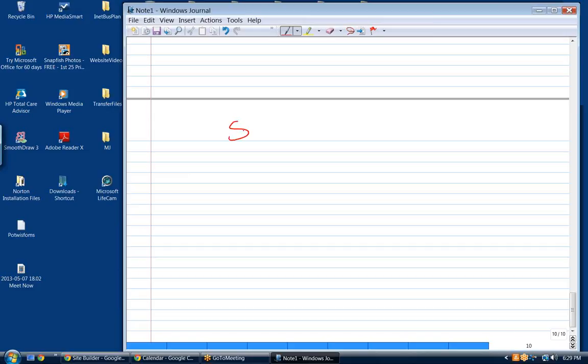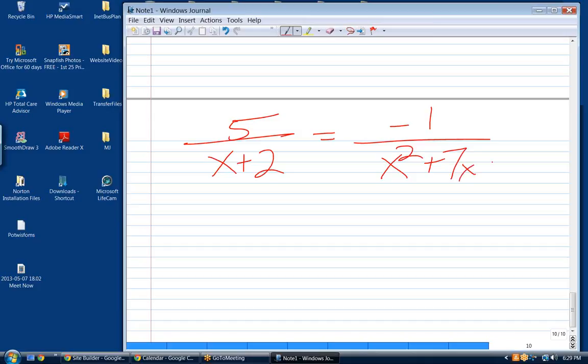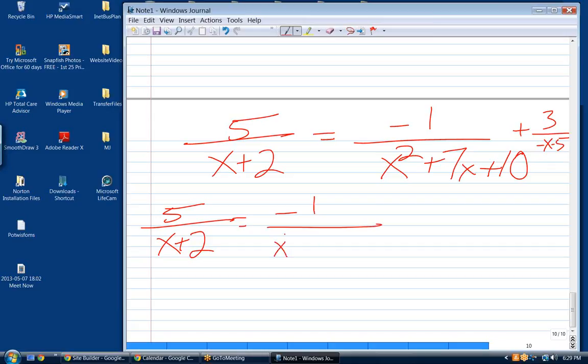Five over x plus 2 equals negative 1 over x squared plus 7x plus 10 plus 3 over negative x minus 5. I write that correctly? Yes. Okay. Let me rewrite it so I have a little room to work. They're definitely testing you here.